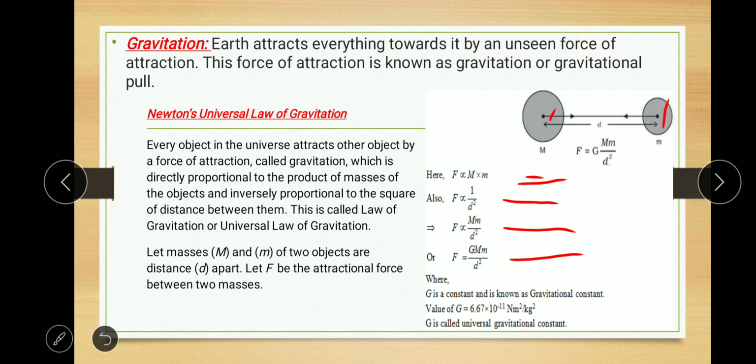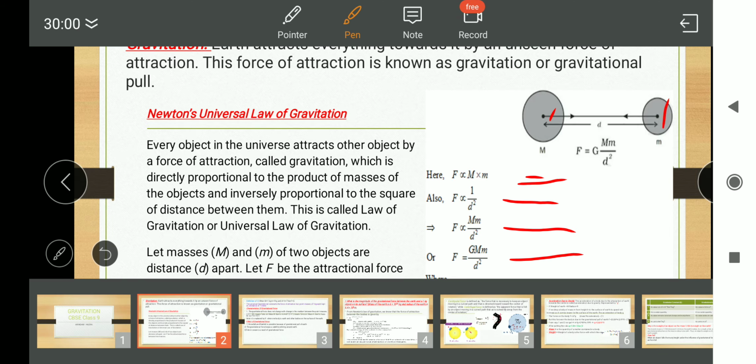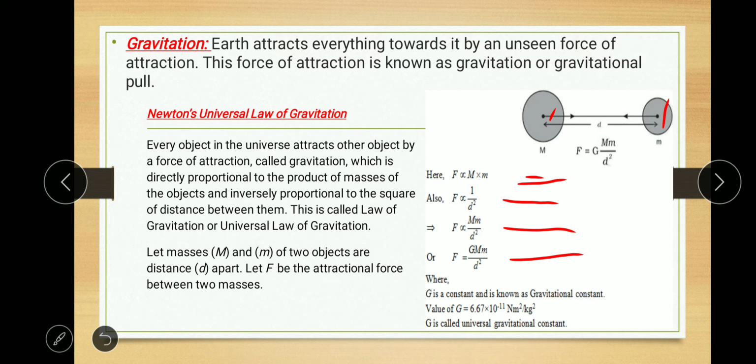Why is the unit of this type? Because G equals F into d square by M m. F is in Newton, d square is in meter square, so Newton meter square, and M m is kg into kg, that means kg square. So as per SI unit, it is Newton meter square per kg square. Clear? G is called the universal gravitational constant.